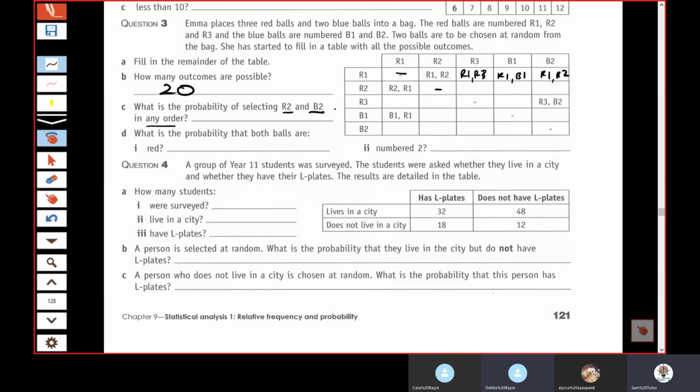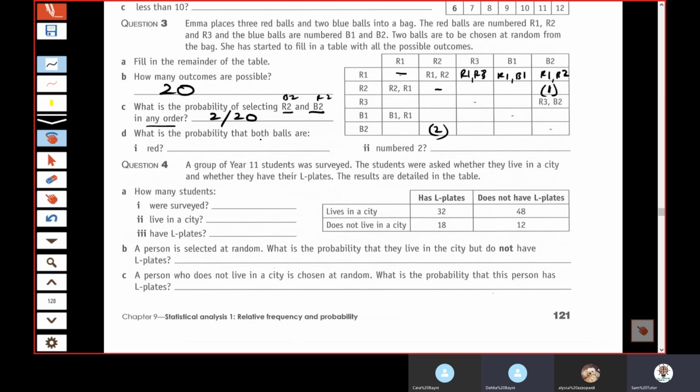What is the probability of selecting R2 and B2 in any order? So which means R2, B2 or B2, R2. R2, B2, 1. B2, R2, there you go, 2. So it's obviously 2 out of 20.